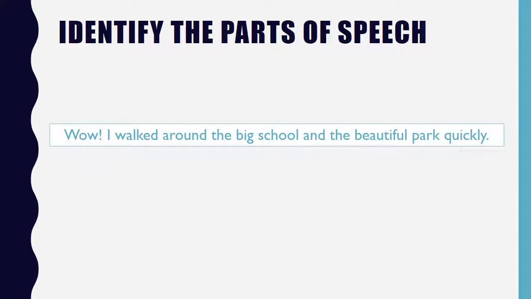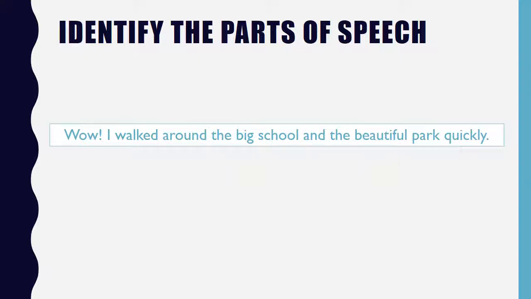Identify the verbs in this sentence. The verb is walked because it is an action of what I did around the big school and the beautiful park. Identify the adjectives in this sentence. The adjectives are big and beautiful. Big is used to describe the noun school, and beautiful is used to describe the noun park.